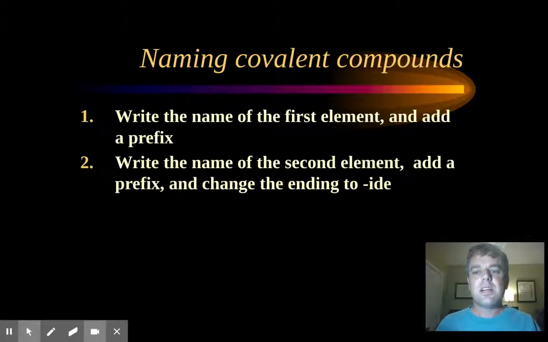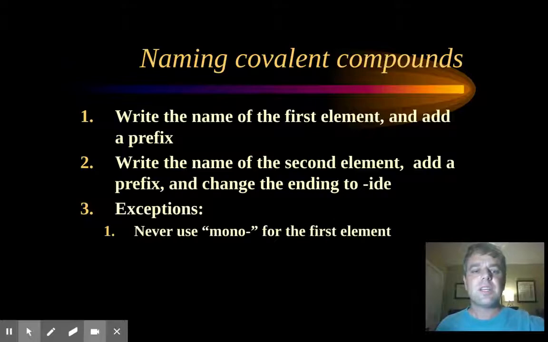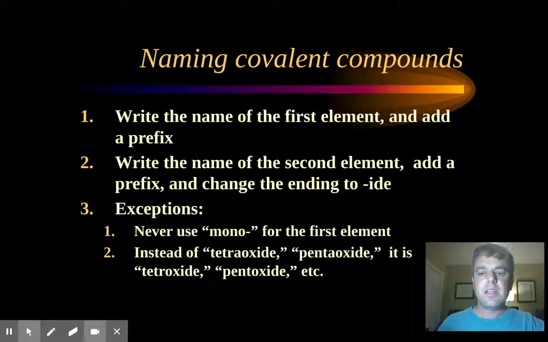Now, there are a couple of exceptions to this rule, because of course there's exceptions to rules. There's exceptions to every rule in chemistry. So the exceptions. First, never use mono for the first element. If there's only one of the first element, don't use mono. And 2, instead of tetraoxide and pentaoxide, we say tetroxide and pentoxide, and so forth. The a-o combination is one that is not used very often in English, so we drop the a.